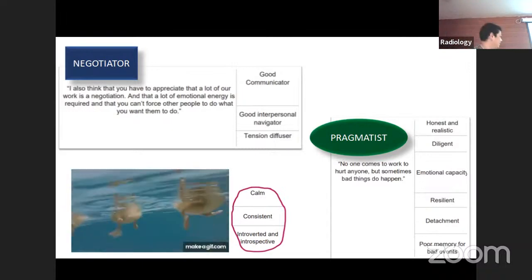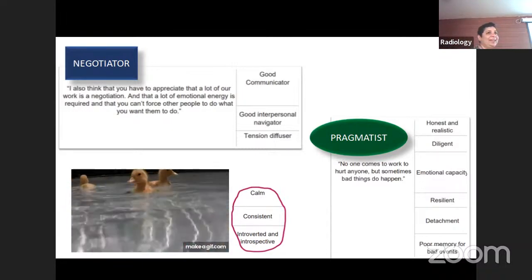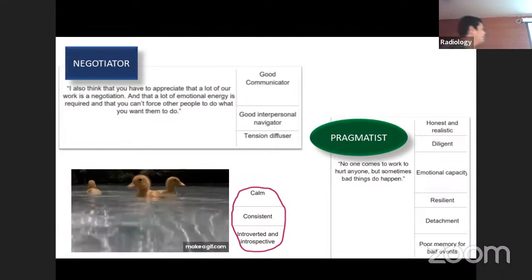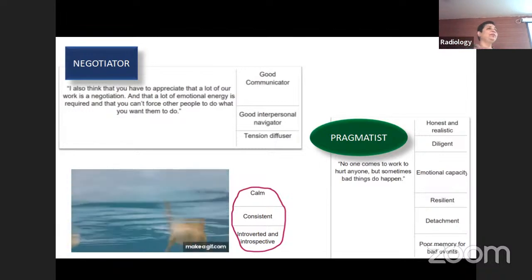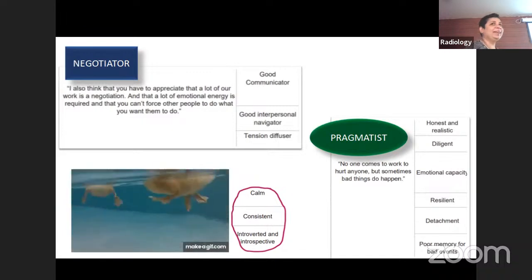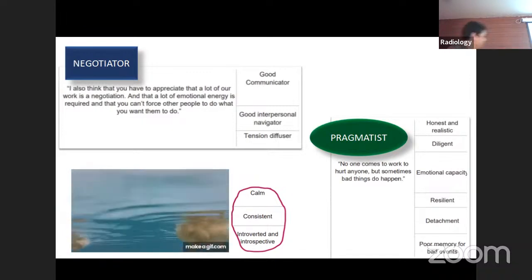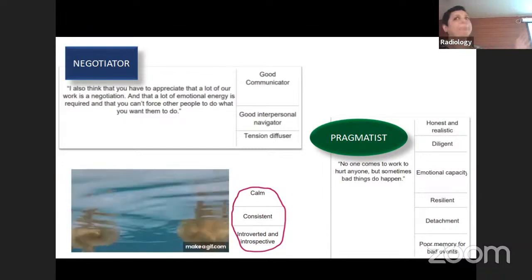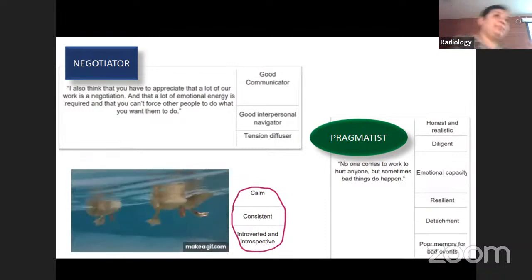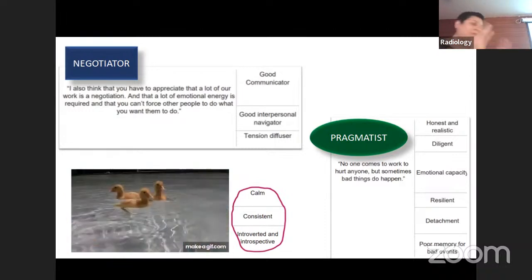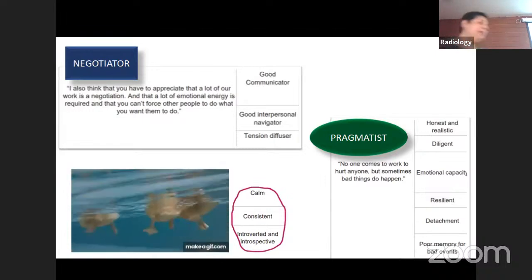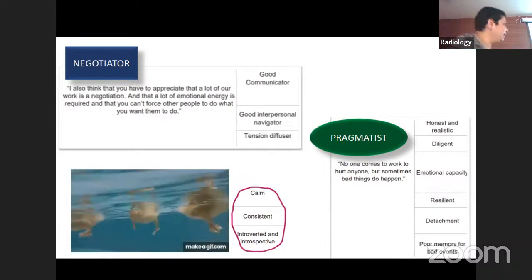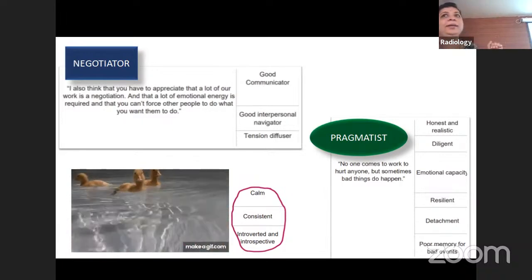What group is this? Anything that you can think of? Duck. They call them ducks. Why? Because usually the duck is smooth sailing on top, but below, there's a lot of things happening inside. They internalize a lot of things. On the exterior, they may appear very calm, and they do work calmly. They're very consistent, but they are very introverted and introspective. So which group do you think is most prone to burnout?